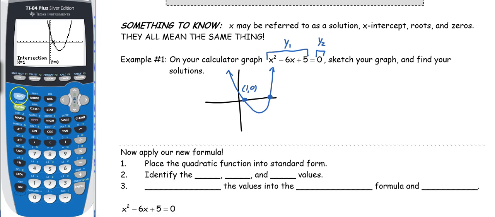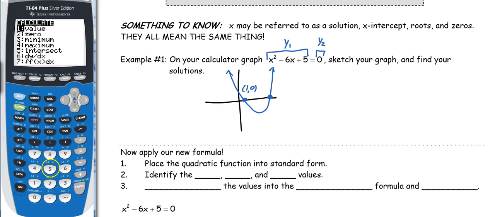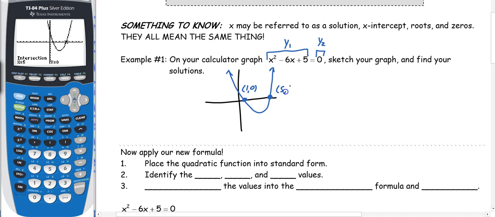We need to do the same thing again. So second, trace, 5. We're going to move our blinking cursor to the second intersection point, and we're going to hit enter 3 times. And this intersection point is 5, 0. So remember, when we're looking for our solution, we only care about the x-coordinate. So we're going to have x equals 1 and x equals 5.